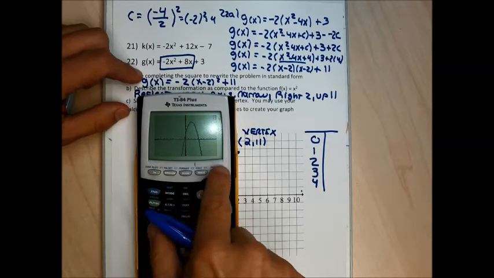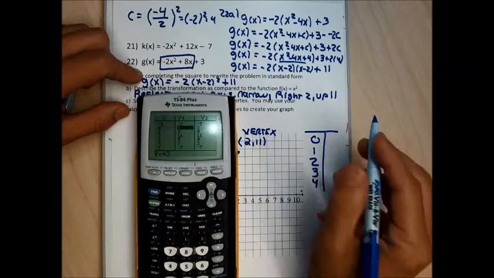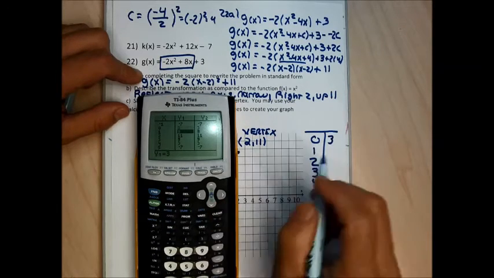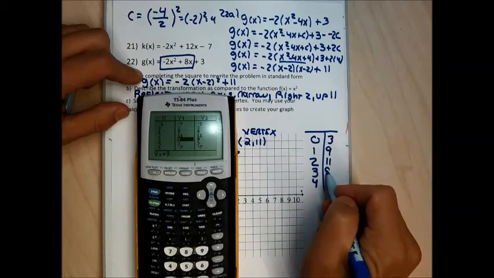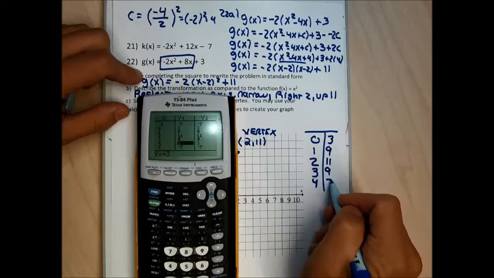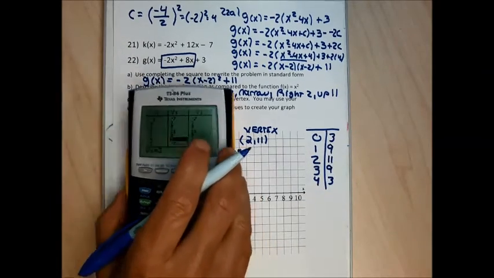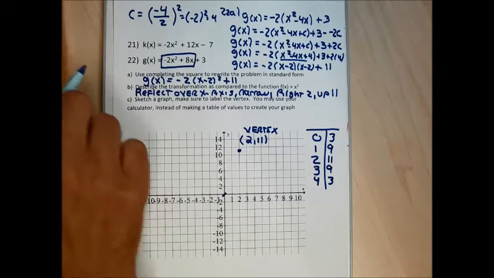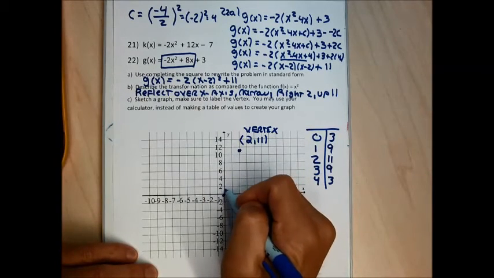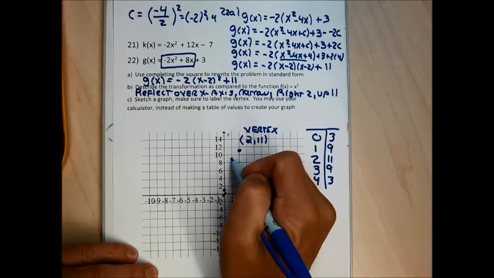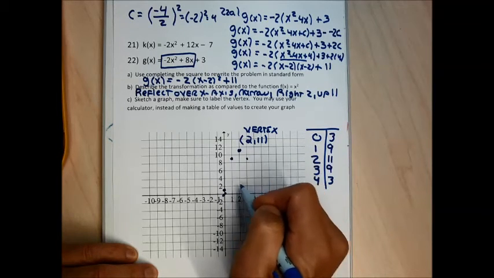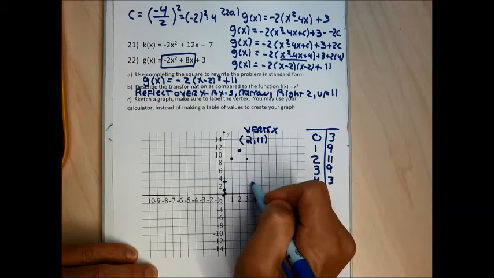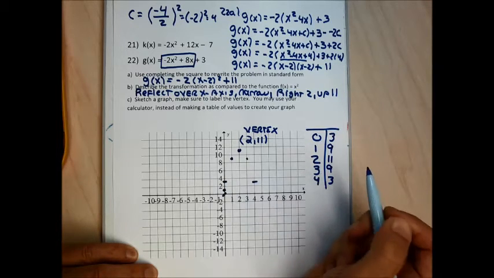Now second in table. Next to 0, I get the number 3. Next to 1, I get 9. Next to 2, I get 11. Next to 3, I get 9. Next to 4, I get 3. And I'll just plot all the points, connect them with a parabola, and be done. So 0, 3, 1, 9, 2, 11, 3, 9, and 4, 3 is up here.